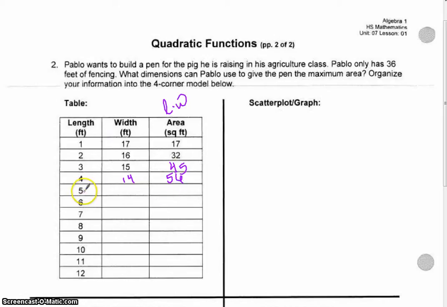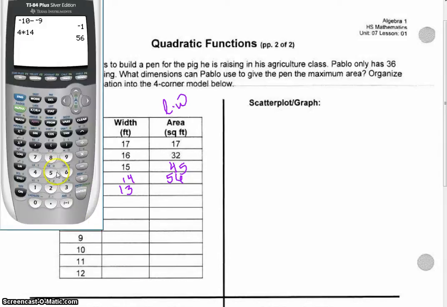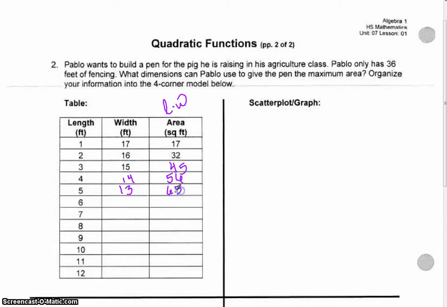If it is 5 here, it's going to be 13 here. And 5 times 13 is going to give you 65. If it's 6, then it's going to be 12, and it's going to be 72. So if it's 7, am I going to go to 11? It's going to be 77. 8 by 10 would be 80. 9 by 9 would be 81. 10 by 8 would be 80. 11 by 7 would be 77. 12 by 6 would be 72.